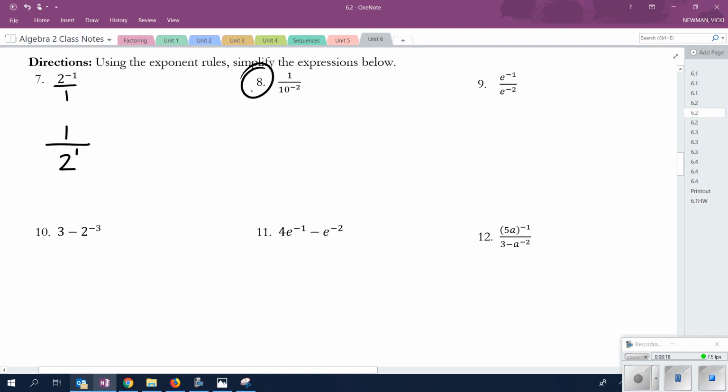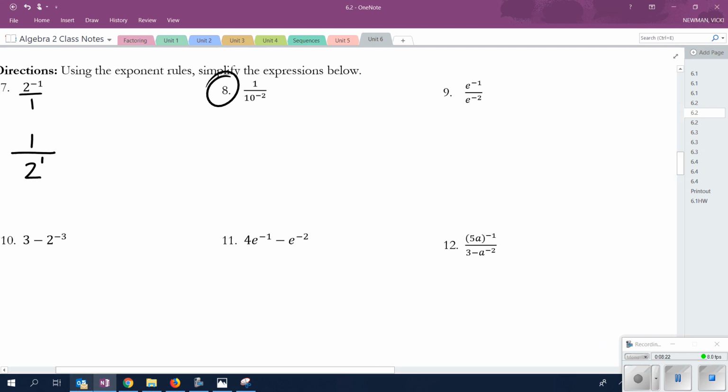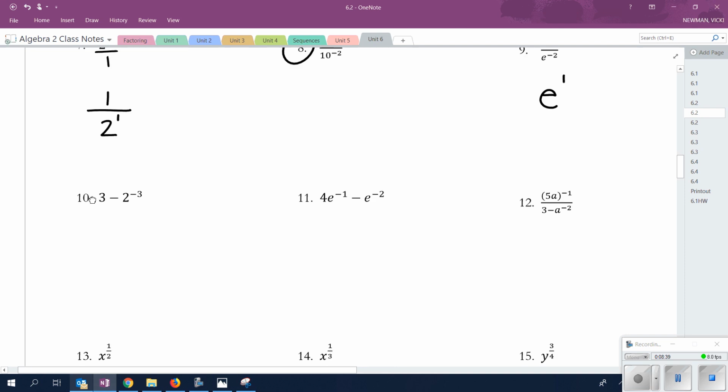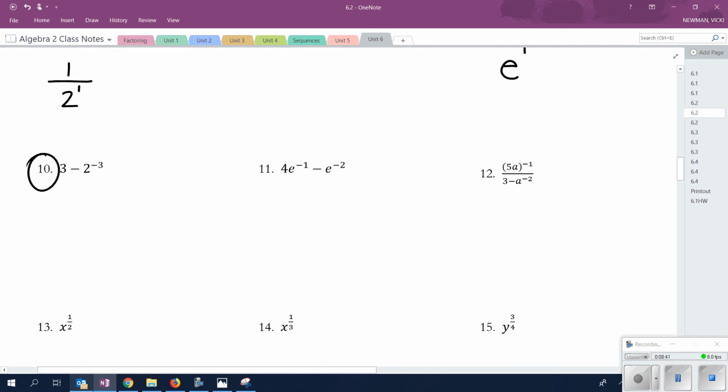9. What do we do with exponents? Both e. What do we do with the exponents? Subtract. That's e to the negative 1 minus negative 2. Negative 1 minus negative 2 is positive 1. Yes? It's over. You'll do 10. Let me show you 11.